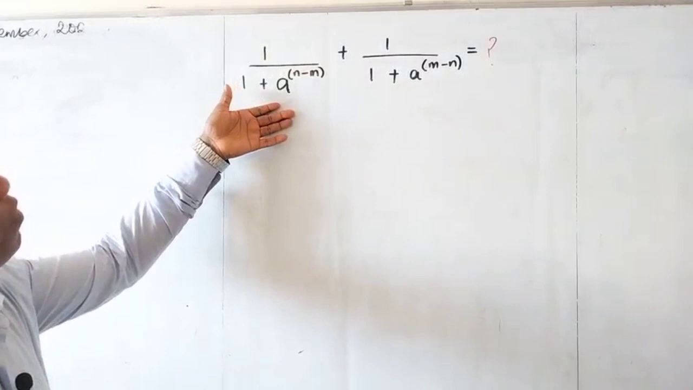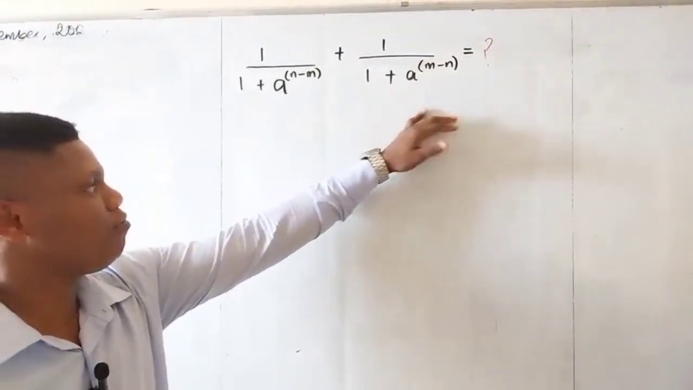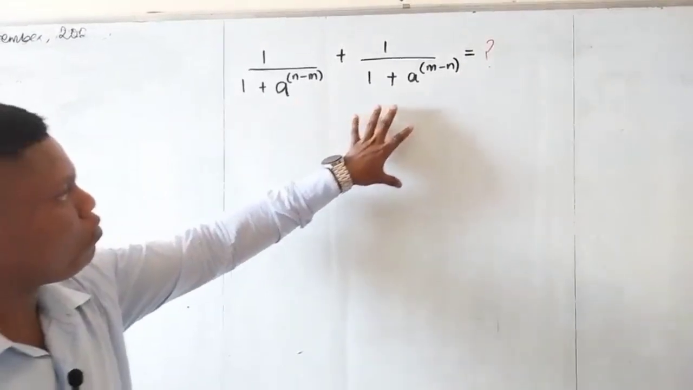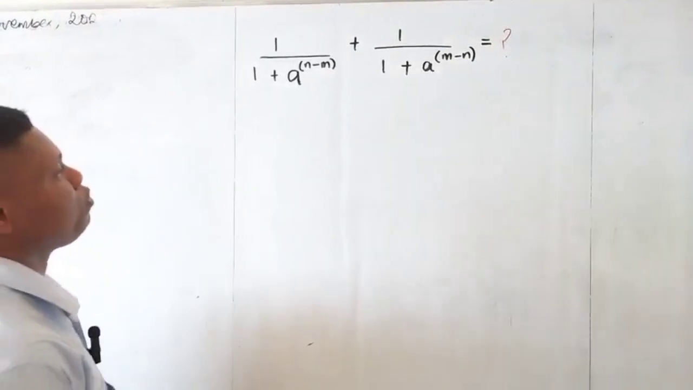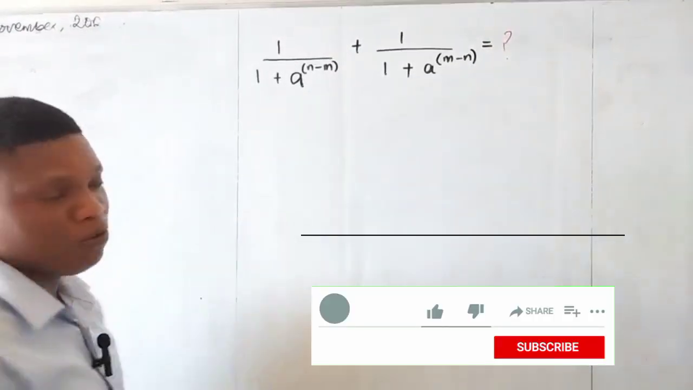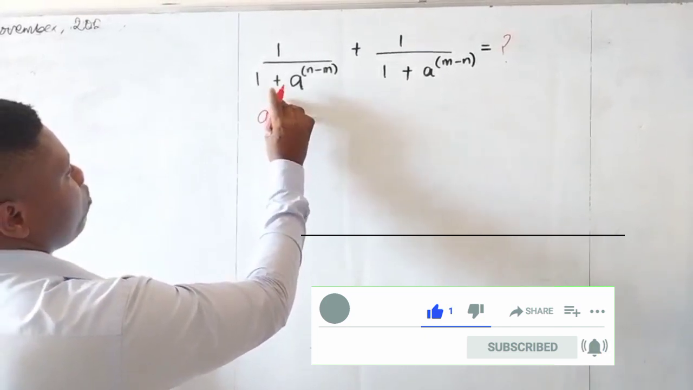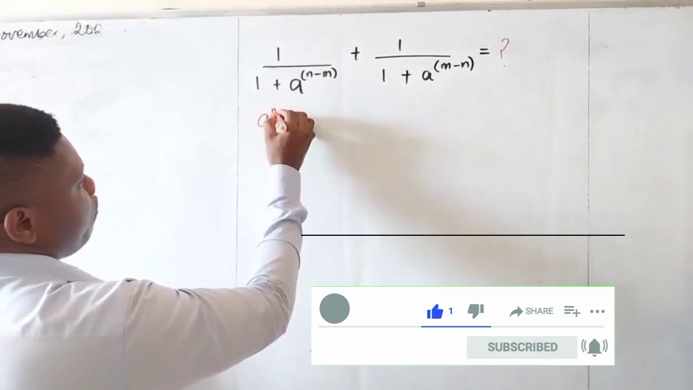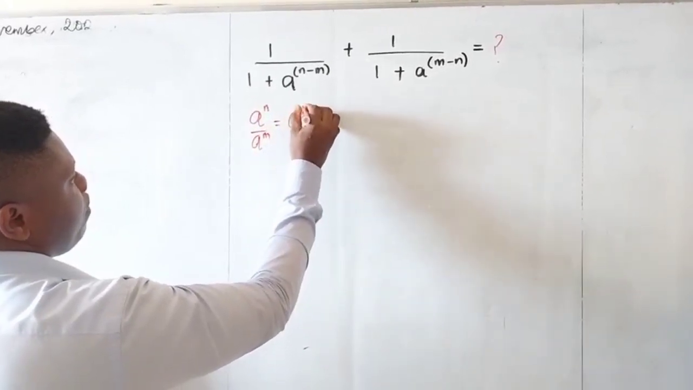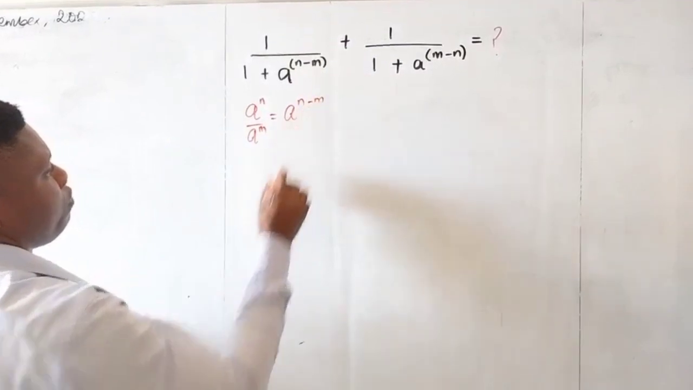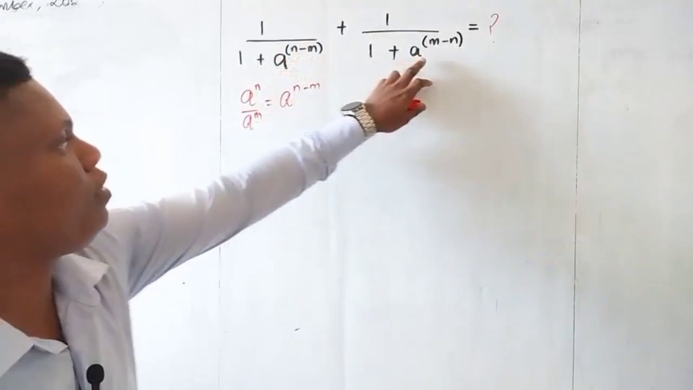This is 1 over something, and it's adding 1 over something. So we're asked, when we simplify, what would be the value? I'm going to be applying a rule here in laws of indices. Let's borrow this rule that states that when we have a raised to the power of n divided by a raised to the power of m, it can be written as a raised to the power of n minus m. So I'm going to apply it on this and this.